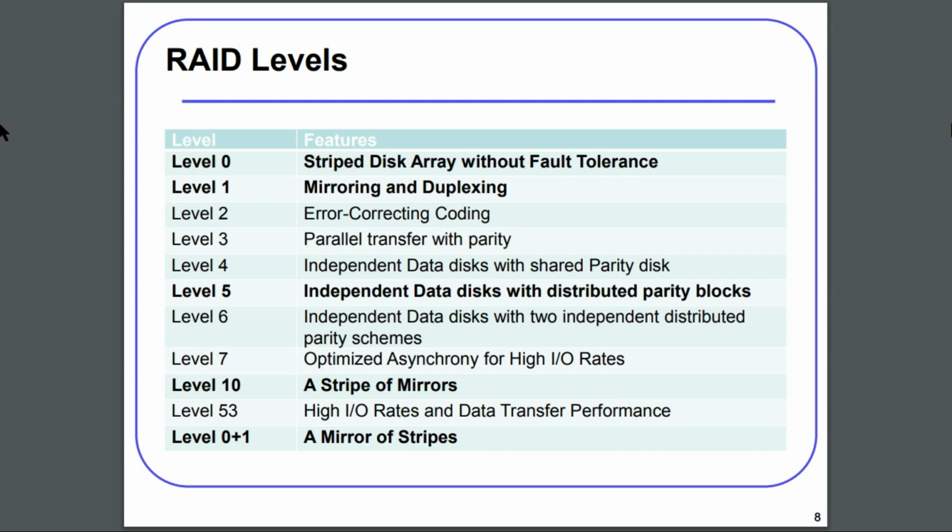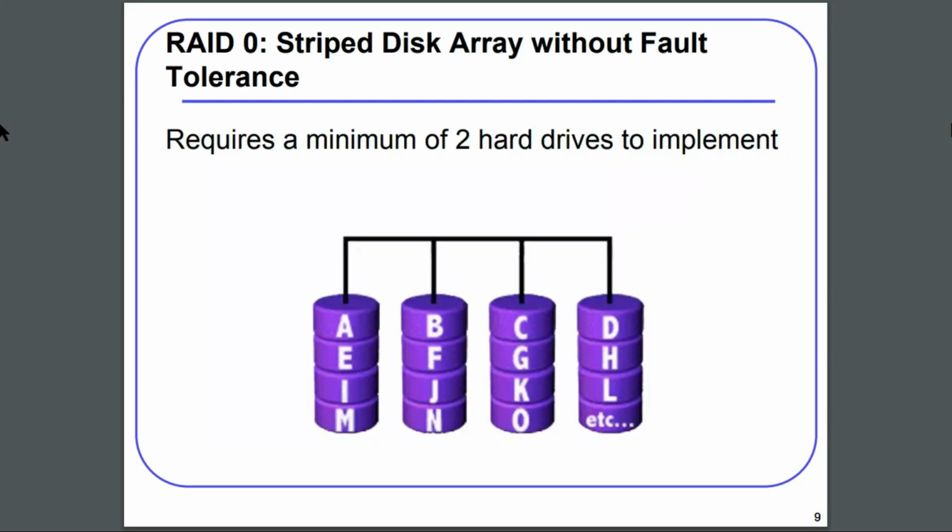RAID level 6 is independent data disks with two independent distributed parity schemes. Level 7 is optimized externally for high input-output rates. Level 10 is a stripe of mirrors. Level 53 is high input-output rates and data transfer performance. Level 0 plus 1 is a mirror of stripes. So let's move to the next slide.